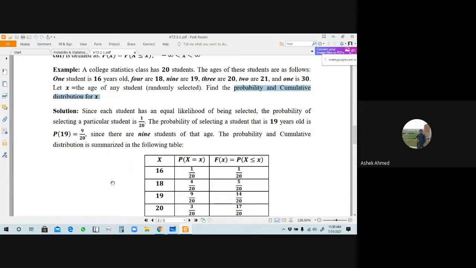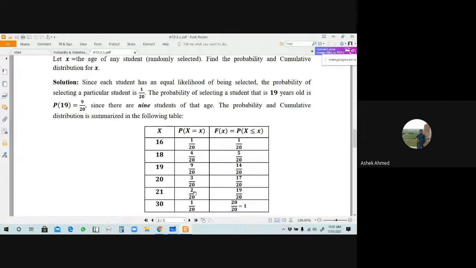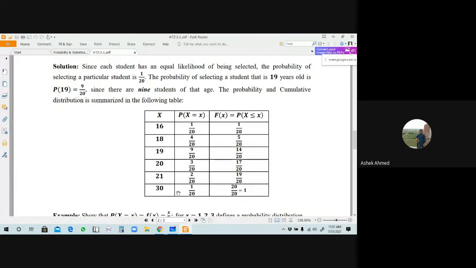Now tell me, when the value of x is 16 years, what will the probability be? How many students are 16 years old? 1. So the probability will be 1/20. Is it right? Then how many students are 18 years old? 4. When x is 18, the probability will be 4/20. Is it right? Similarly, for 30, how many students are 30 years old? 1. So 30 takes 1/20.